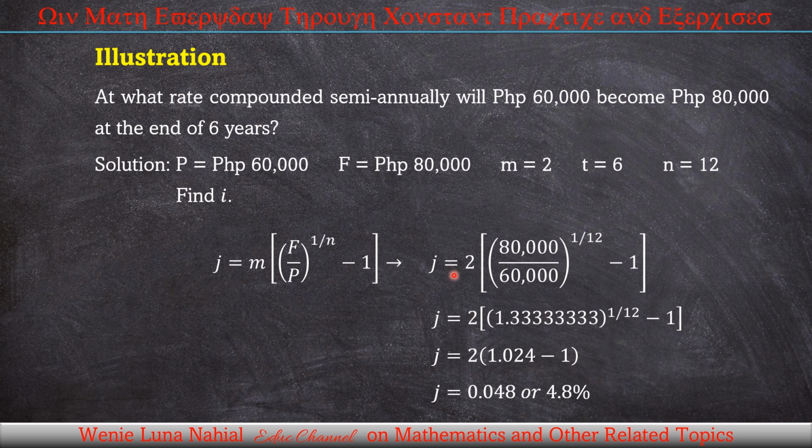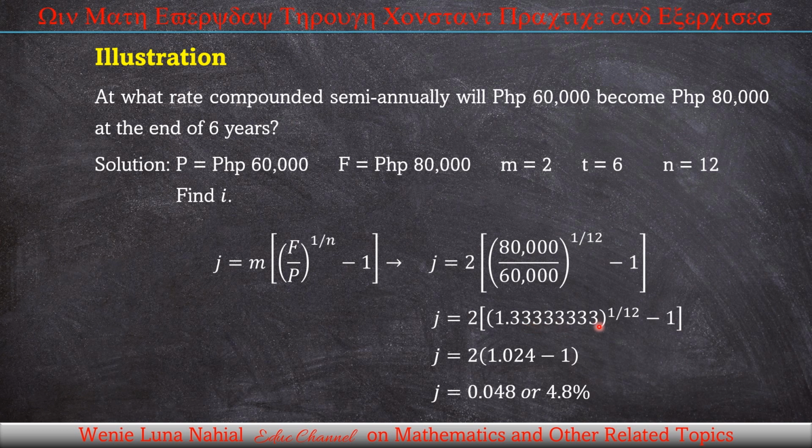So you have it here. You have the effective rate, or the rate every conversion period, equals 2 times this group. So you have 80,000 divided by 60,000. That is just equal to 1.333. Then you have to raise that to 1 over 12. Then subtract the result by 1.